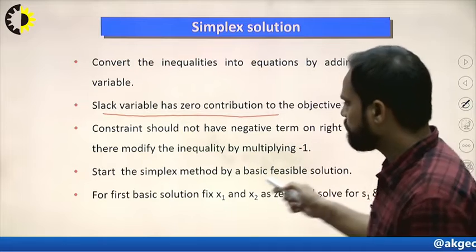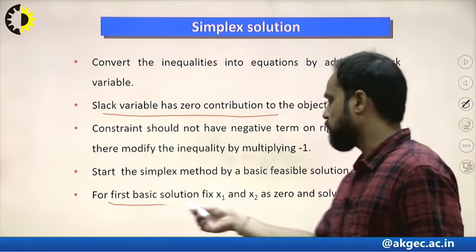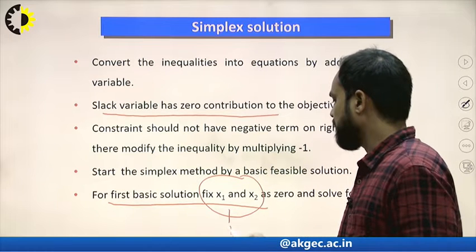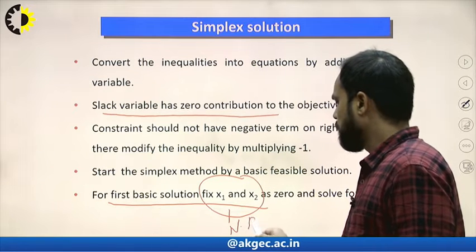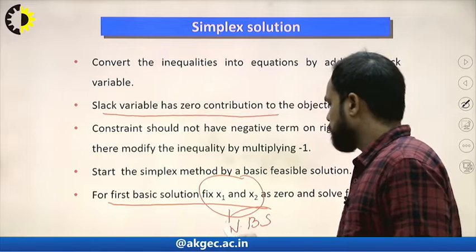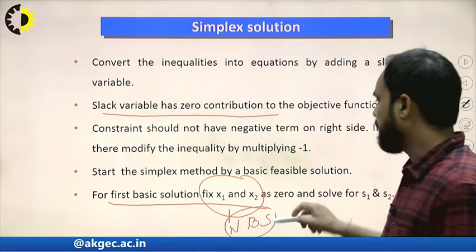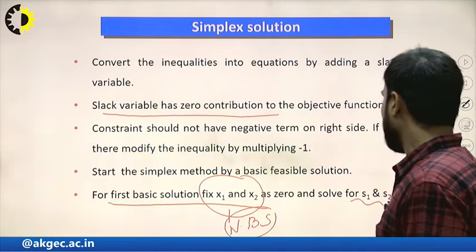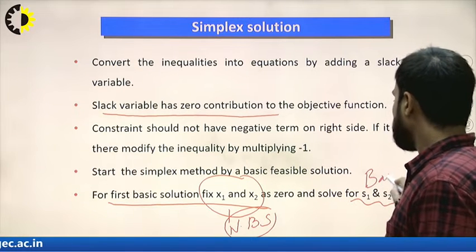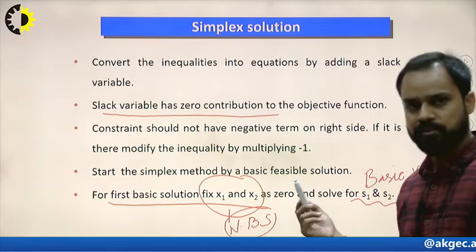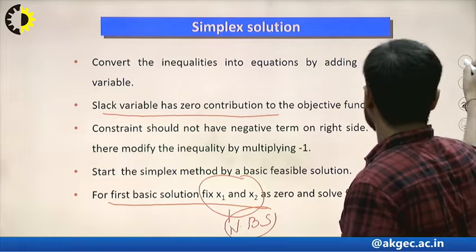So in this problem, to obtain the first basic solution, we can fix x1 and x2 as non-basic variables, means fixed to the 0 value. Whenever a variable is fixed to 0, that variable is called a non-basic variable, and the other variables are called basic variables. So these are the basic variables and these are the non-basic variables. So we can start the problem here.